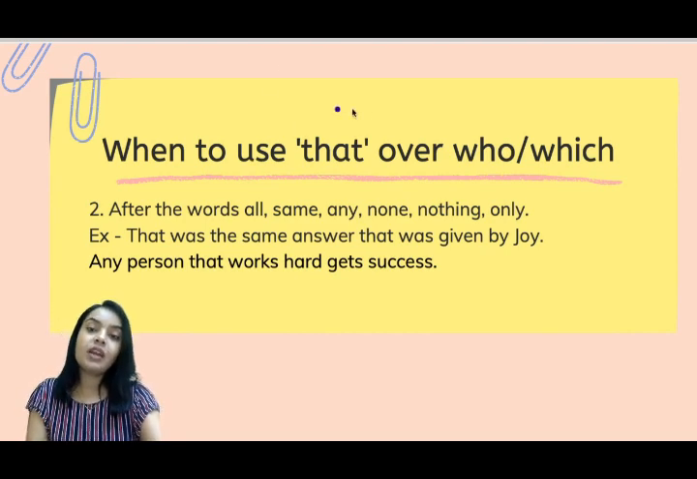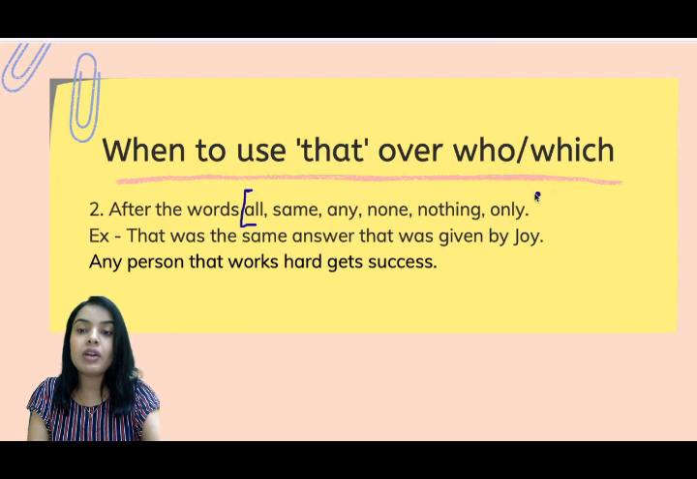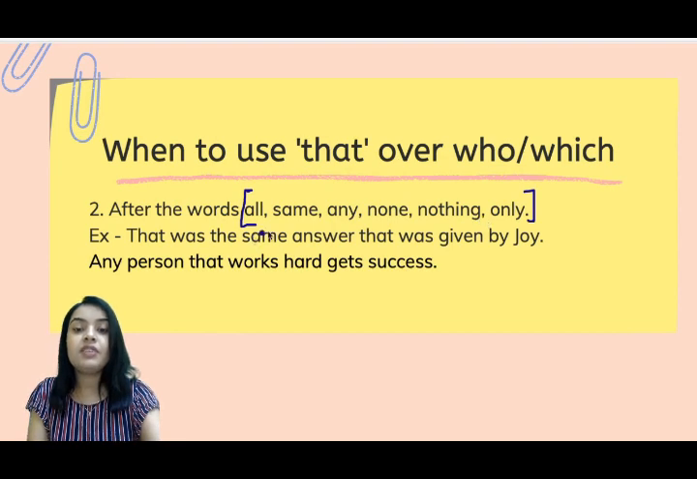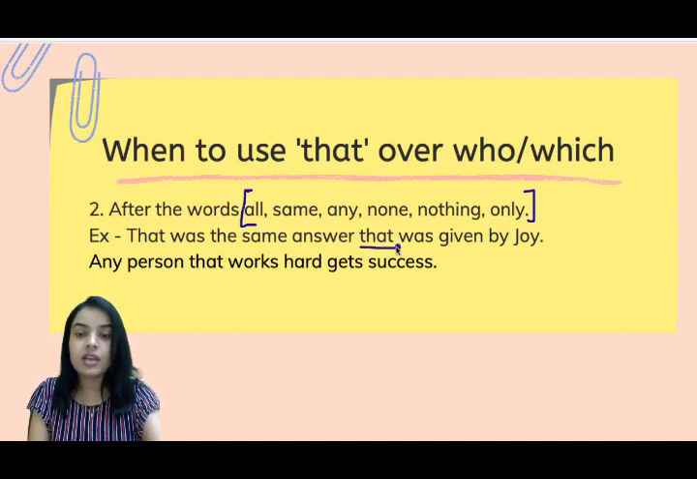Next we see the second condition. If you have any determiner, these are called determiners, like all, same, any, none, nothing. If these determiners are there before our antecedent, again I told you just now what an antecedent is, you see we use that, we don't use who or which.